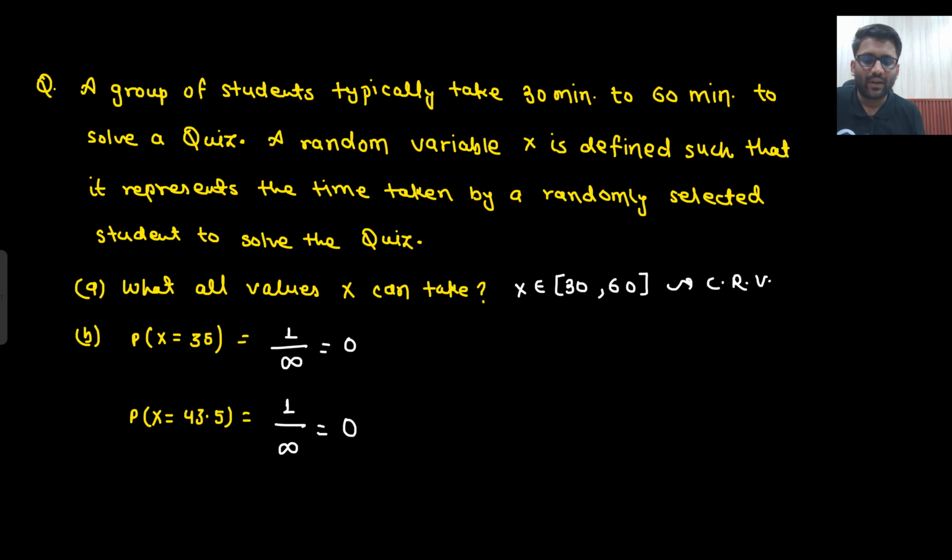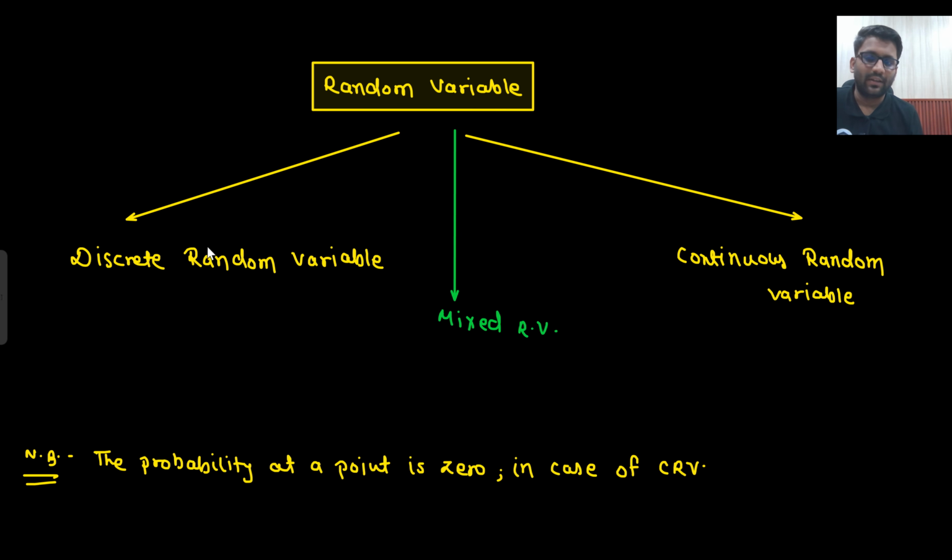So there are two kinds of random variables: discrete random variable and continuous random variable, and a mixed random variable could also be there. Let's write down the example. What is the meaning of discrete random variable? That it can take any discrete values. -2 it can take, 3 it can take, 4.5 it can take, 6 it can take. Or it may also happen that it is taking an infinite number of values.